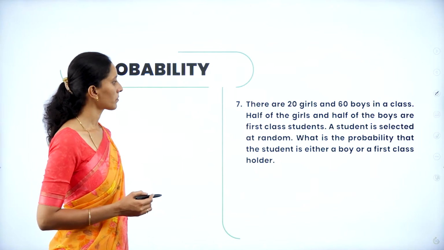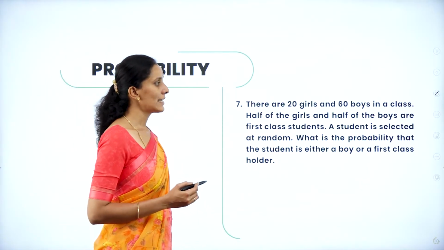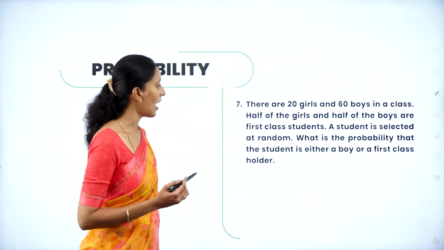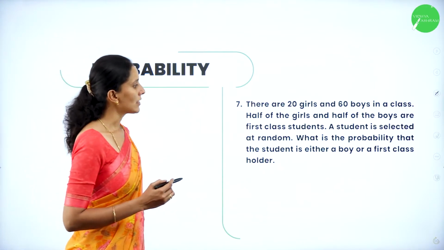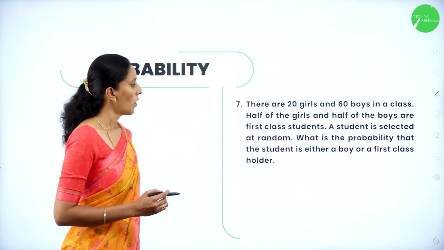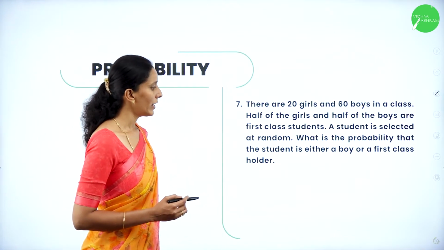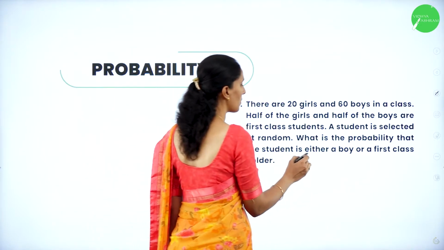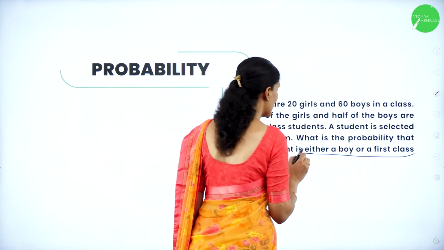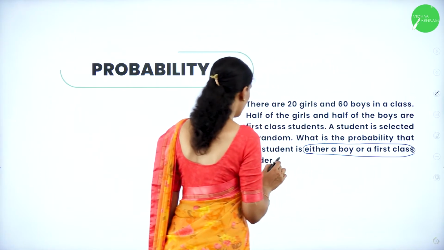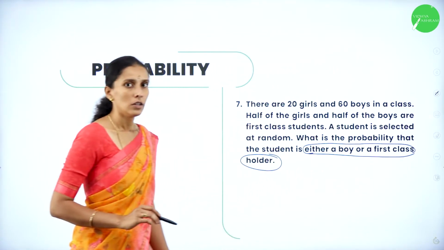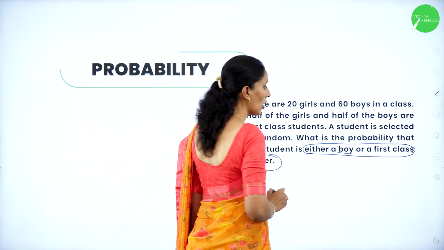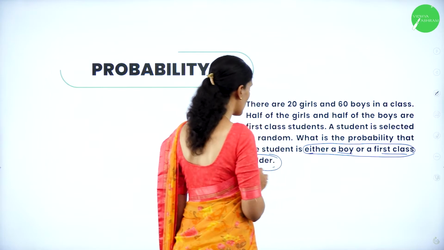Next question. There are 20 girls and 60 boys in a class. Half of the girls and half of the boys are first class students. A student is selected at random. What is the probability that the student is either a boy or a first class student? So we are supposed to find the probability of either a boy or a first class holder. So let me see the probability of a boy and also the probability of a first class holder.